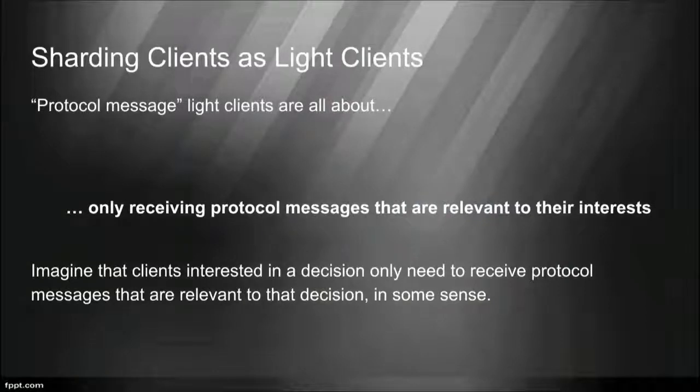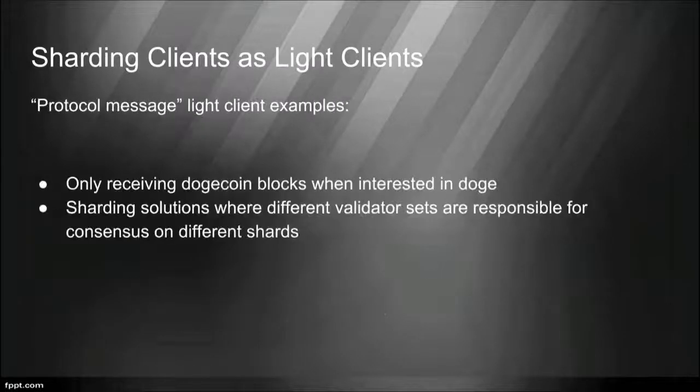There is, though, another kind of light client, which I call protocol message light clients. These clients only receive certain protocol messages. They have some kind of filter on messages, and they only receive the ones that are relevant to their decisions. Maybe they only receive messages from certain shards, for example. So if you think about the world of blockchains today as a big sharded system, then the fact that you only download Doge blocks when you're interested in Dogecoin corresponds to this kind of protocol message light clientness. Instead of downloading all the messages from all the chains, I only download the ones that I'm interested in.